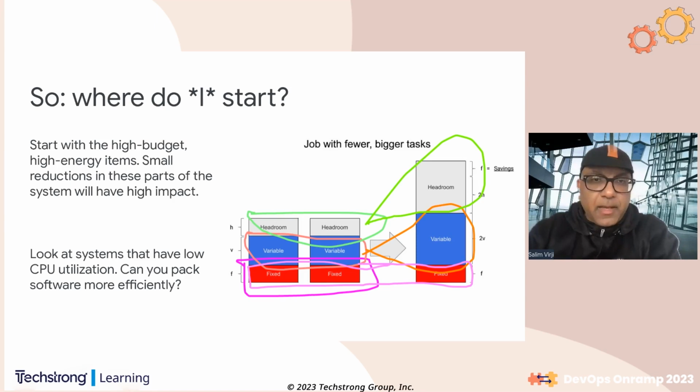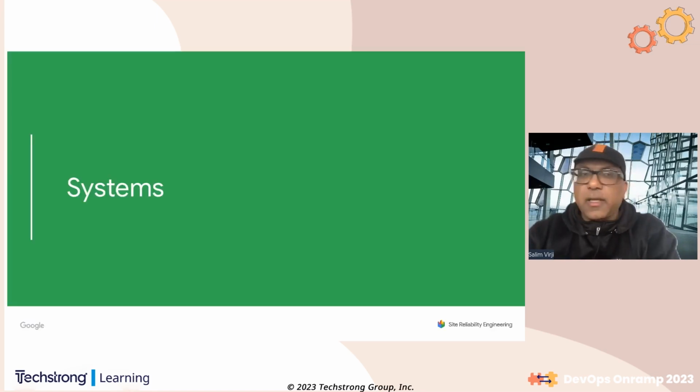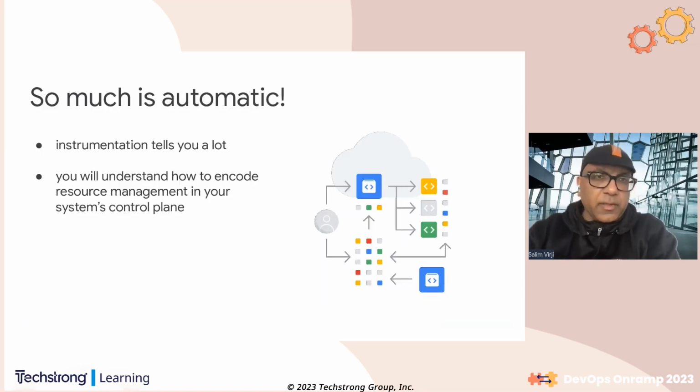Okay, now let's take a look at what these systems are doing. Well, happily, there's a lot in the systems that's automatic. There's instrumentation that is built into many cloud providers, and it's essentially available for free. And there are also more in-depth ways to get resource management information through your system's control plane.